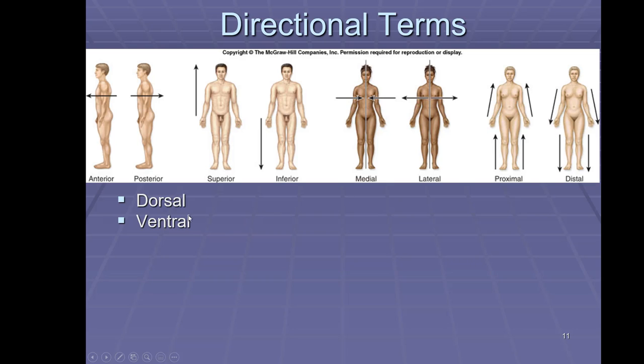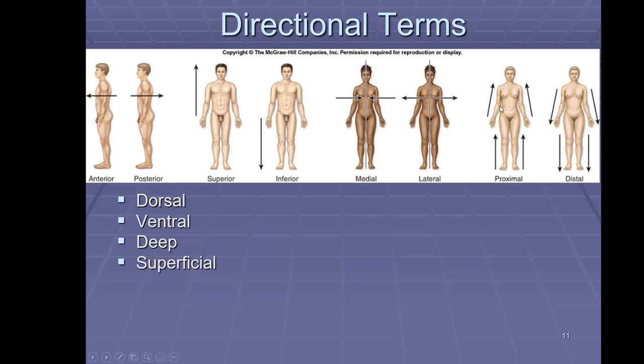And then we have some terms that are kind of repetitive, dorsal and ventral. So dorsal also means towards the back, so it's the same as posterior. Ventral means towards the front. And then deep versus superficial. So deep means away from the surface of the body, whereas superficial means towards the surface of the body. So you can use these terms to describe things in relationship to one another.